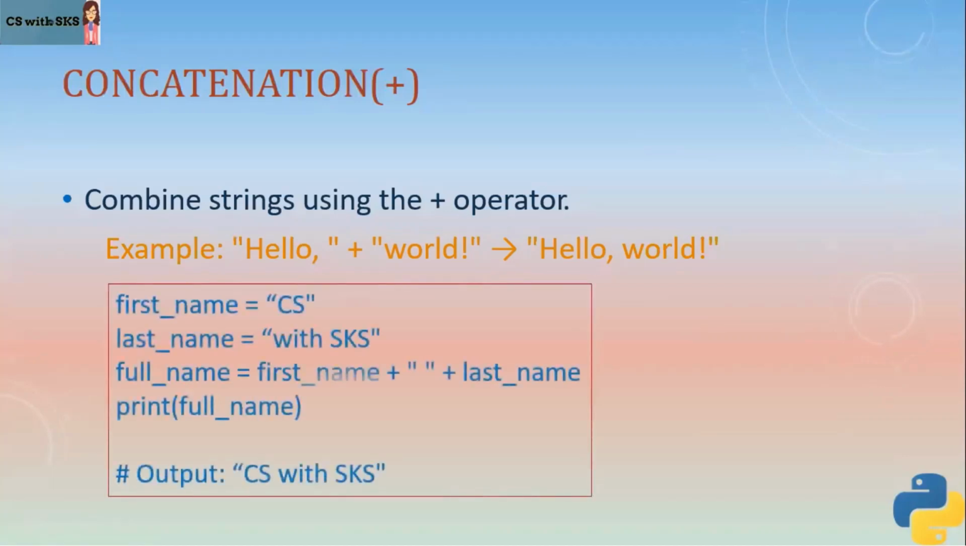Right? So if first name, let's say, is a variable and I have CS in it, and last name I keep with SKS, and I write first name plus a space, where I'm just putting double quotes with a space in them just to give a space in between, first name plus space plus last name. So it will just add these two strings together. It will combine these two strings together. So CS with SKS will be my output. So that is how concatenation happens, just combining two strings together.